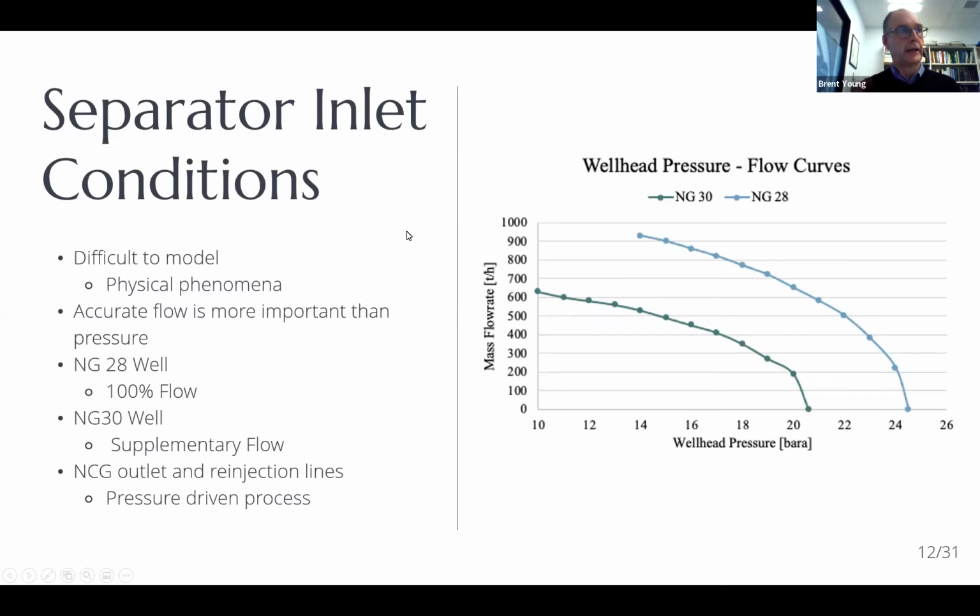For the inlet conditions, again, it was a difficult model to model because of the matching physical phenomena. We just determined that the flow is the most important thing here, and we had 2 wellhead curves, which are shown here for the 2 wells, NG30 and NG28. So most of the flow comes from one well, and supplementary flow is provided from the other. So essentially you'd either do flow or pressure control, which will give you the flow that you require.